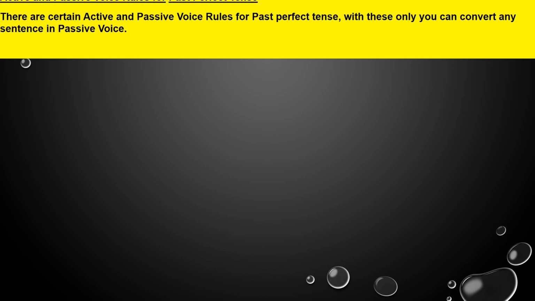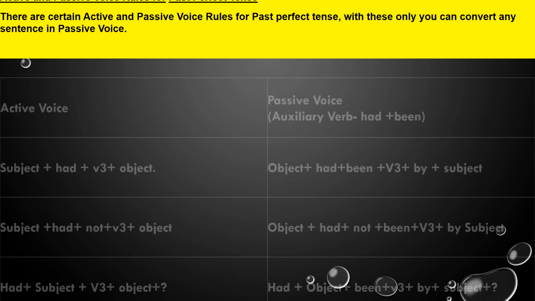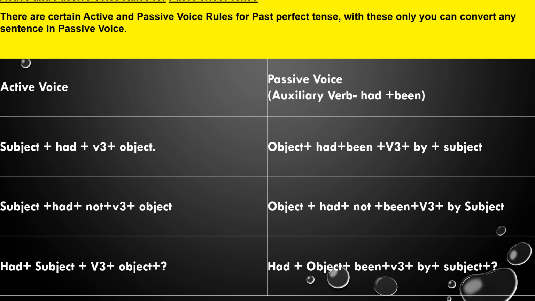Next, active and passive voice rules of the past perfect tense. Active voice: subject plus had plus V3 plus object. Passive voice: object plus had plus been plus V3 plus by subject.